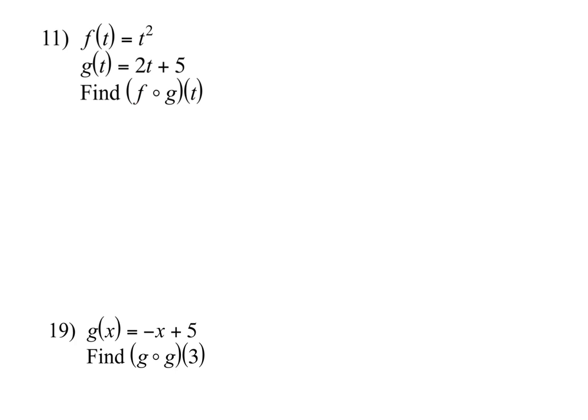So my first function here is f, which is t squared. So f of t is t squared, which means f of g means instead of t squared, I'm going to take this entire g and I'm going to plug it in for t. So I'm going to say 2 times t plus 5 squared.